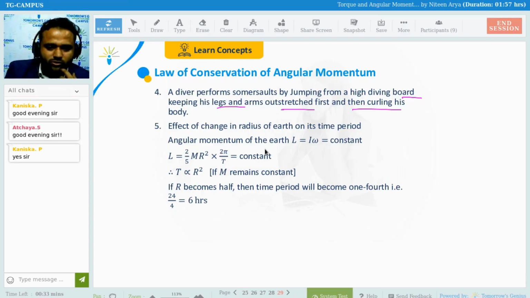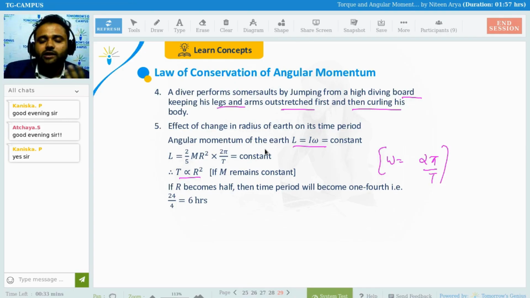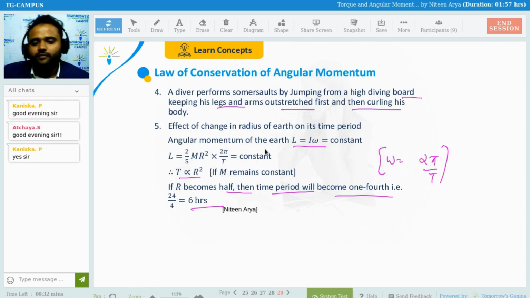Effect of change in radius of Earth on its time period. As you can see, angular momentum L of the Earth is I omega, so constant. So L equals 2 by 5 mr square into 2 pi by T, as we know omega equals 2 pi by time period, right? So the time period T is directly proportional to r square. If m remains constant, as we know the mass remains constant, and if r becomes half, then the time period will become 1/4. That is 24 by 4, which is 6 hours.